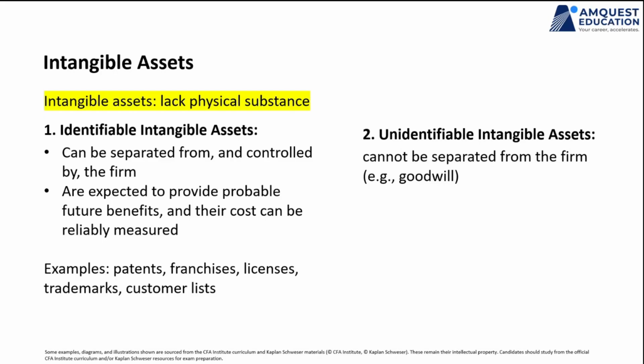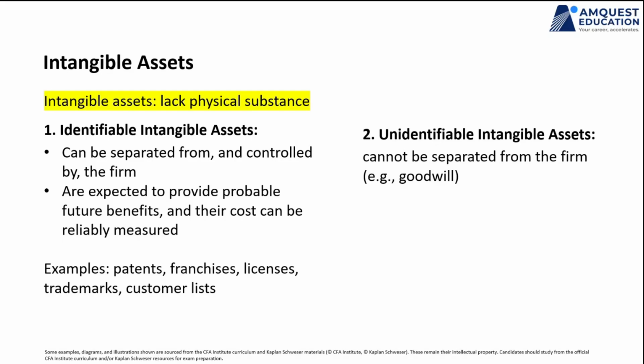Examples: patents, franchisees, licenses, trademarks, customer lists. All of these are examples of identifiable intangible assets, right? Which have a finite life and which can be separated from the firm. The only unidentifiable intangible asset, which you cannot separate from the firm, is goodwill.